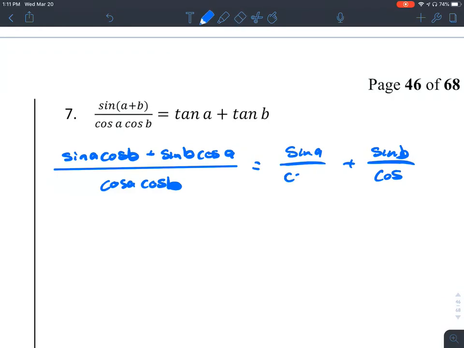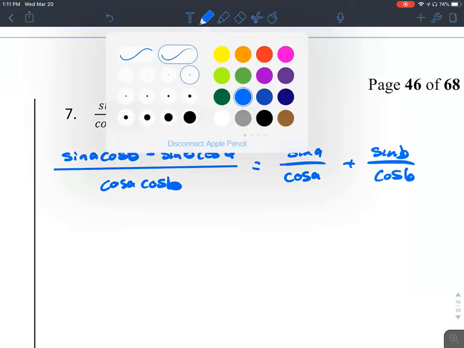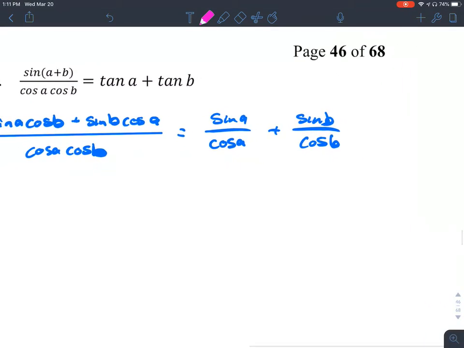this first one's sine of A over cosine of A. Second one's sine of B over cosine of B. To get common denoms here, I'm going to multiply this fraction by cosine of A on the top and the bottom, same as multiplying by 1. Here times cosine of B on the top and the bottom.